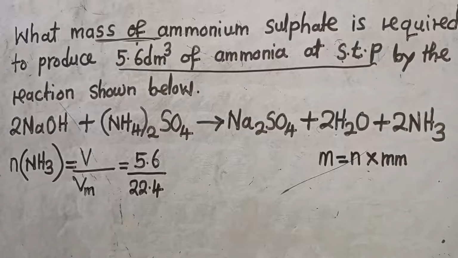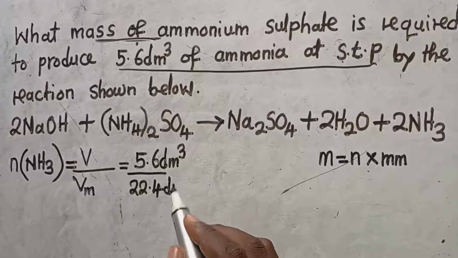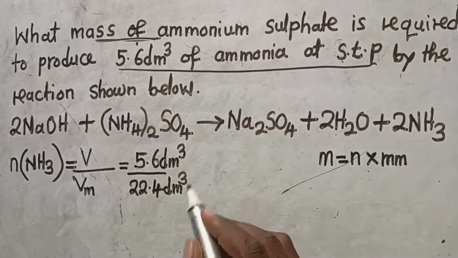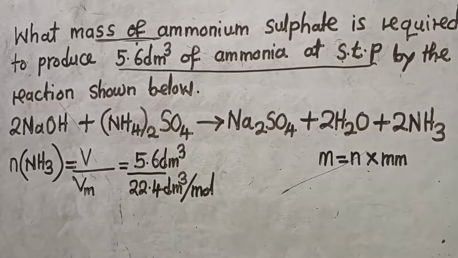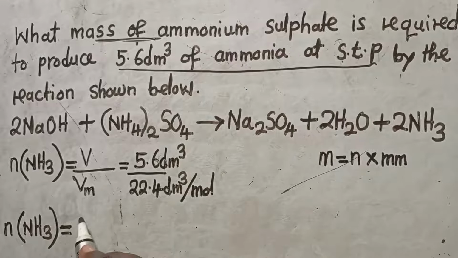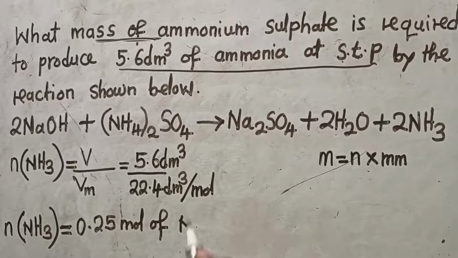So it is just a matter of dividing. If you want, you can include the units. If you include the units on top, even down here you are supposed to include them. Some of you write it like this: this is volume, but we are saying molar volume, so we are supposed to put per mole. So what is the number of moles for ammonia? If you divide there, what are you going to get? You are going to get 0.25. You can confirm with me. 0.25 moles of ammonia.